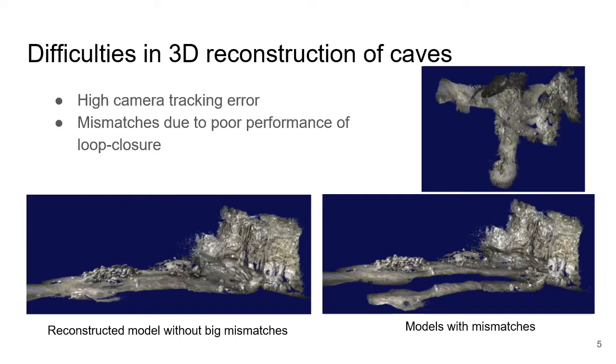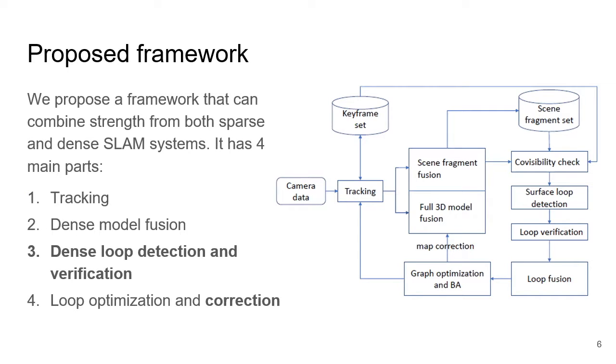On the bottom one, you can see it's very close to the real look of the cave, but you see on the floor there are two separated branches, but they should be together with each other. In order to solve these problems, we propose a framework that can combine strengths from both sparse and dense SLAM systems. On the right is a system diagram of our proposed framework.